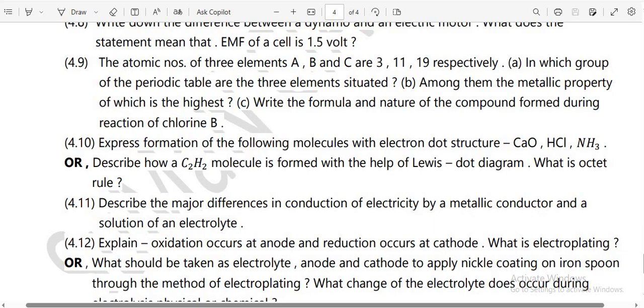4.11 Describe the major difference of conduction of electricity by a metallic conductor and a solution of an electrolyte.